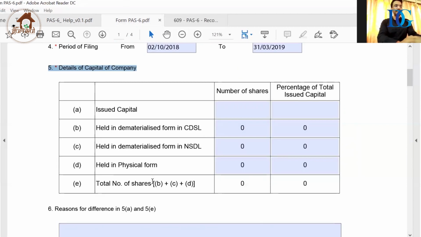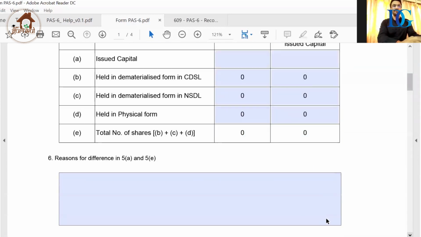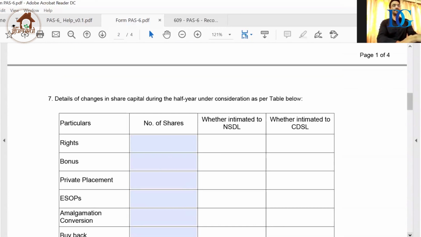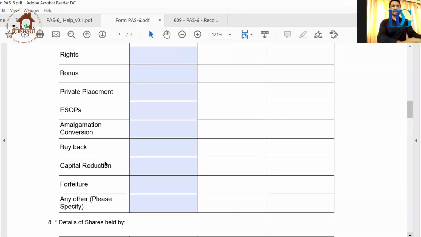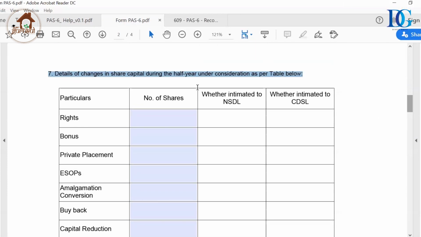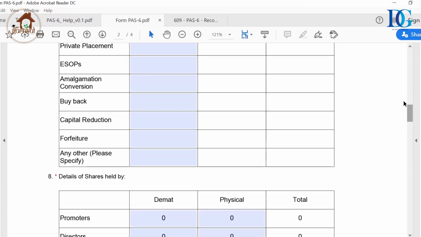Then point number 6, reason for difference between 5A and 5E. If there is any difference between the issued capital and this total, you have to mention the reason in column number 6. Then column number 7, details of change in share capital during the half year under consideration as per the table below. During the half year, if the company has issued any rights issue, bonus, private placement, ESOP, amalgamation, buyback, or capital reduction, the company is required to mention every such detail here, like the number of shares, whether intimated to NSDL, and whether intimated to CDSL. So we have to fill this column.